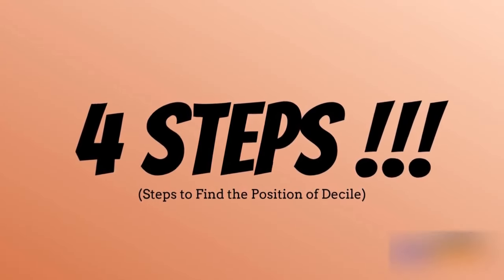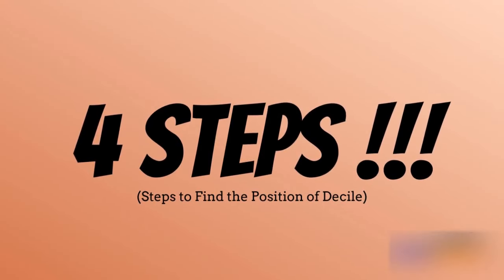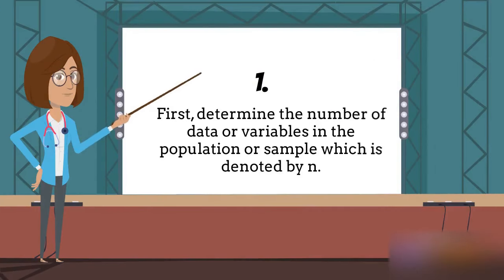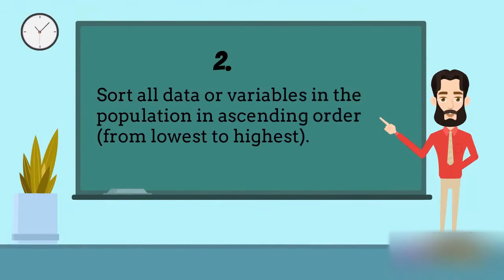Okay, so there are 4 steps to find the location of decile. The first one, determine the number of data or variables in the population or sample, which is denoted by n. Second, sort all data or variables in the population in ascending order, or from lowest to highest.